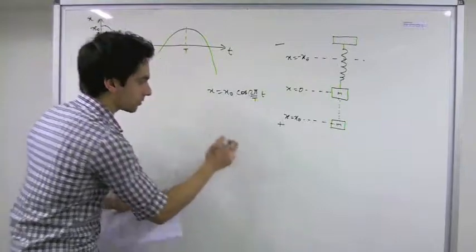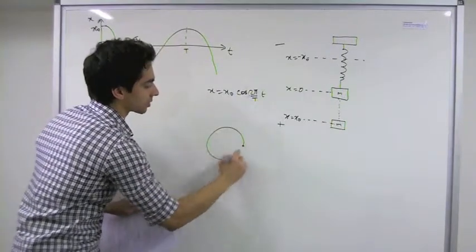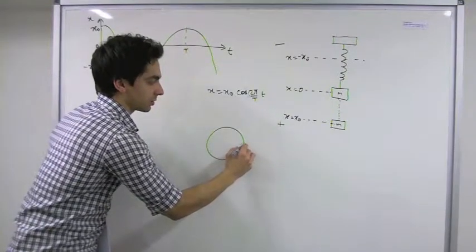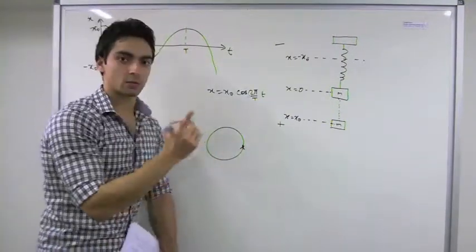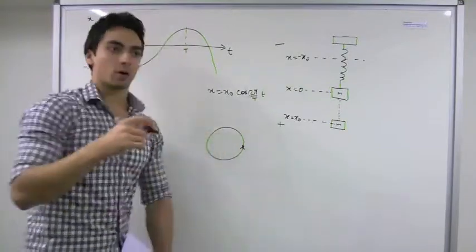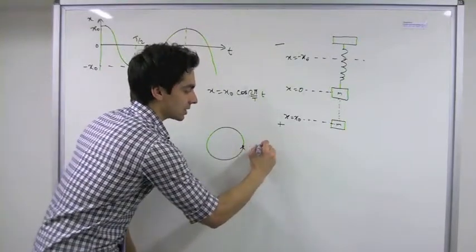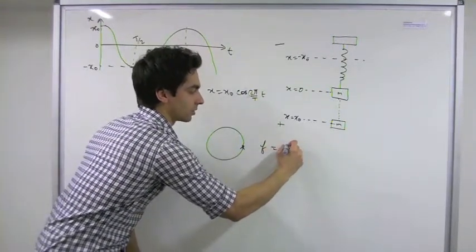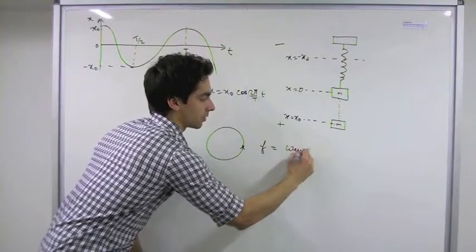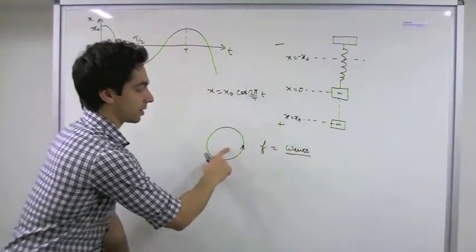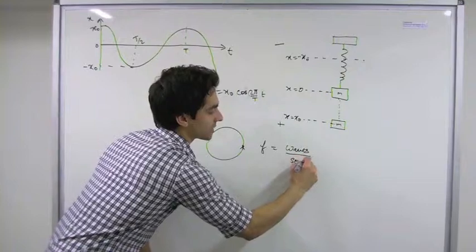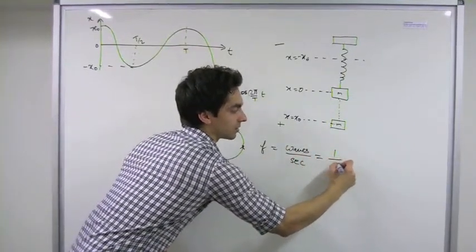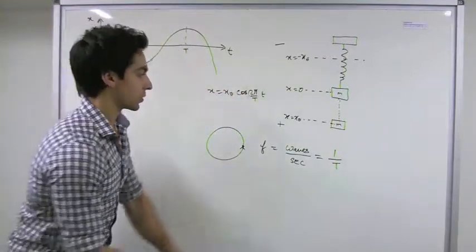Whenever I have an object, for example, moving in a circle periodically, every time it describes one complete circle, it completes one revolution, one oscillation. So the frequency, in general, is defined as the number of waves that this object describes in 1 second. Since this object completes one wave in capital T seconds, that's the frequency.